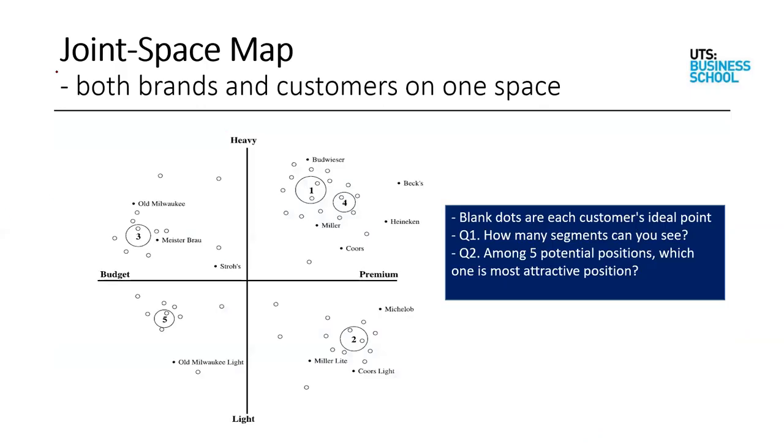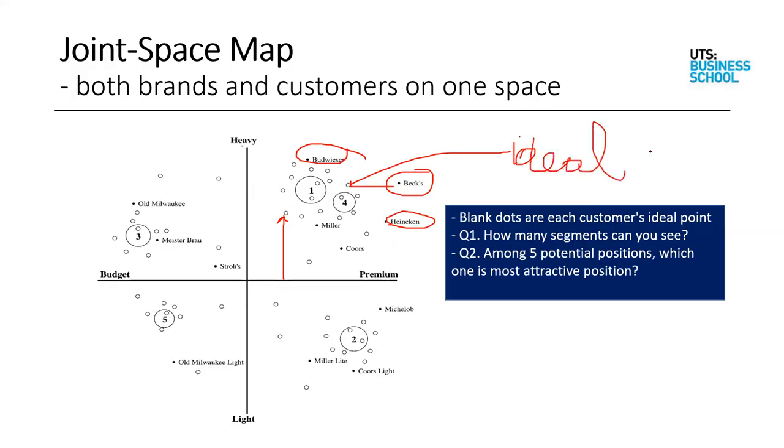Okay, here's an example of another perceptual map, which is called a joint space map. Now, this is a little different from the other maps because here the perception ratings of the brands have been plotted. So for example, Budweiser, Beck's, how they rate on the dimensions premium and heavy or light beer, right? So the brands have been rated based on the attribute ratings given by the consumers as well as the individual consumers' ideal points. So that is the key to remember. So this is what you call the ideal point for this specific consumer.